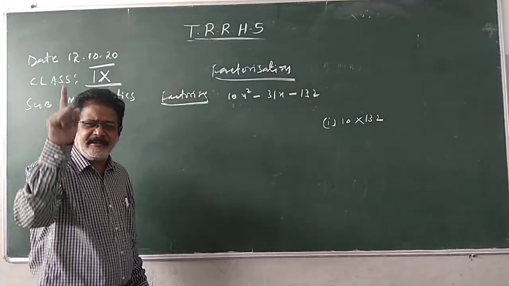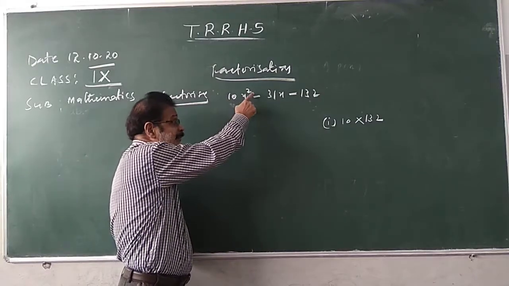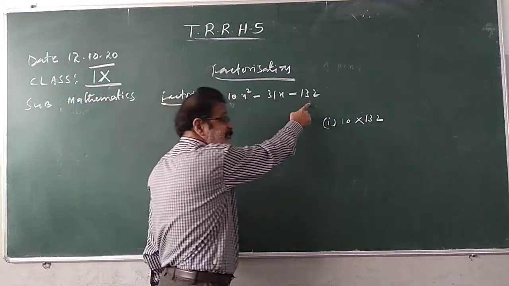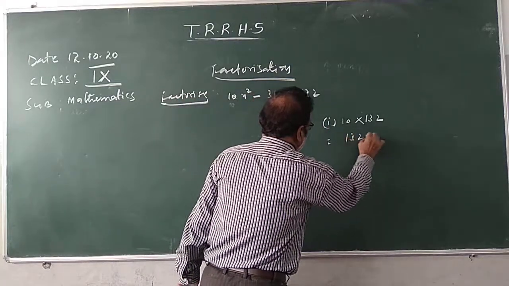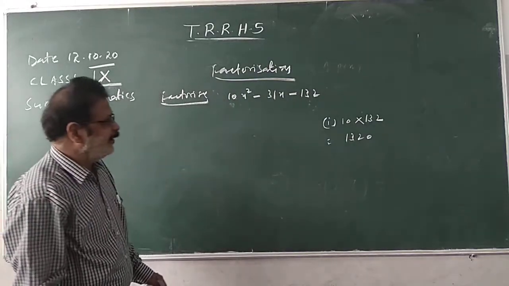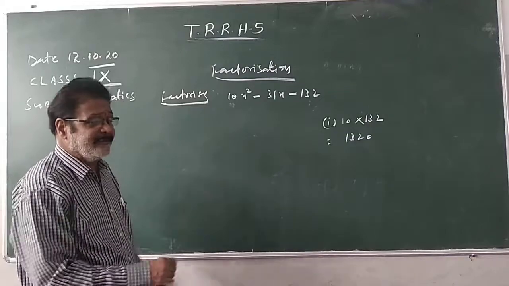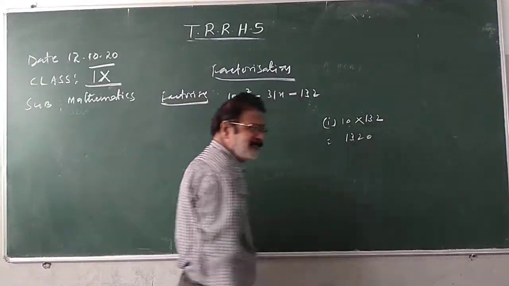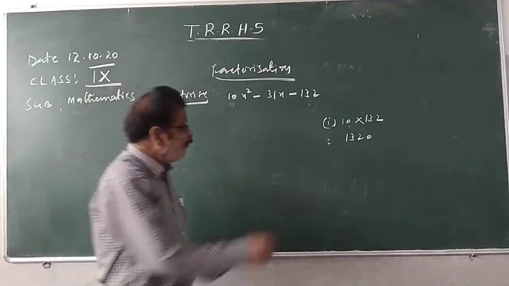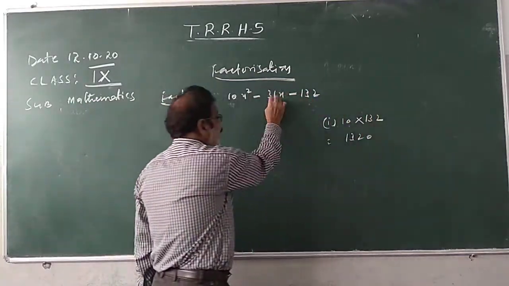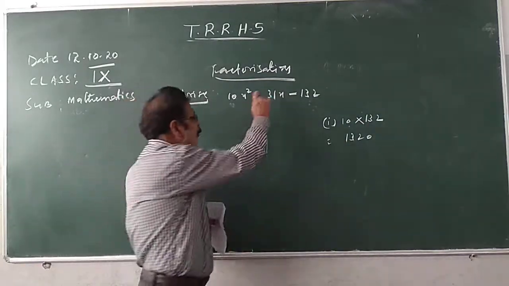In factorization, the first rule is to multiply the second degree coefficient and the last term. Here the second degree coefficient is 10 and the last term is 130. Multiply these two, we get 1320. This 1320 is split into factors like 10 into 132. Multiplying 10 and 132 gives 1320. The sum or difference of the factors must give the middle term. What is the middle term? We have 31.